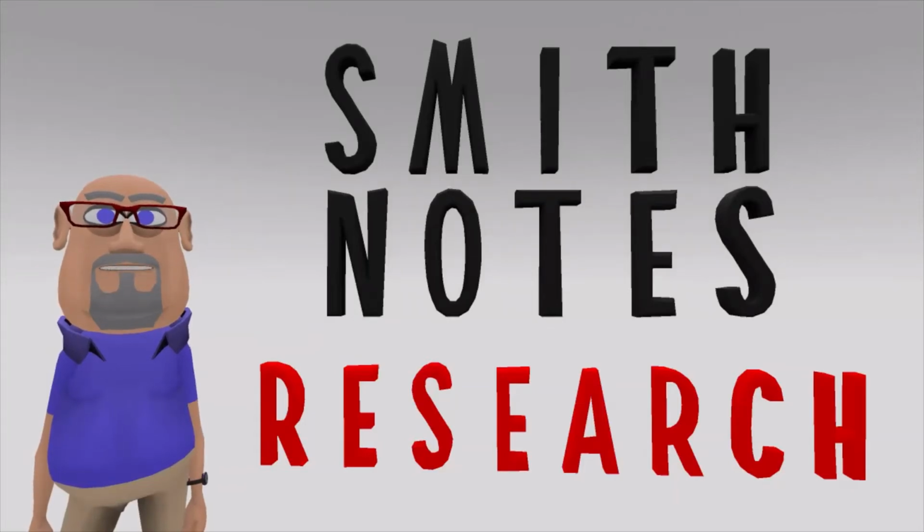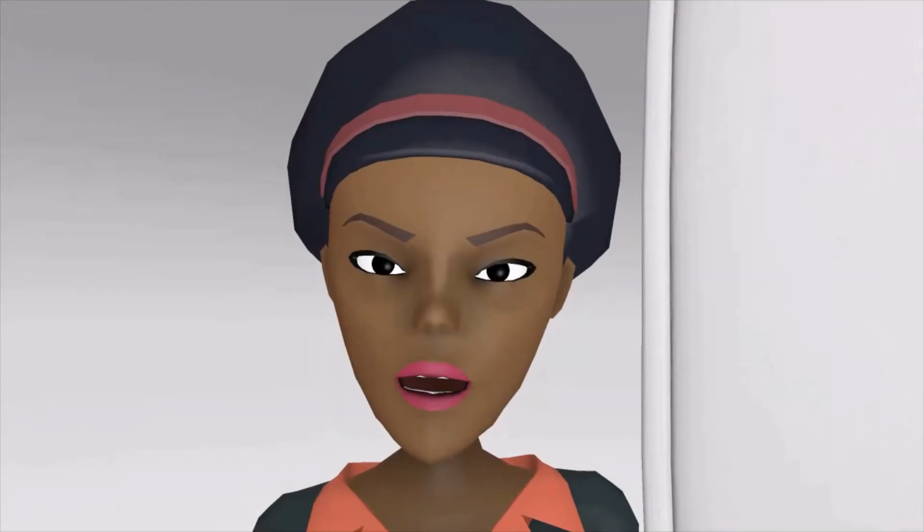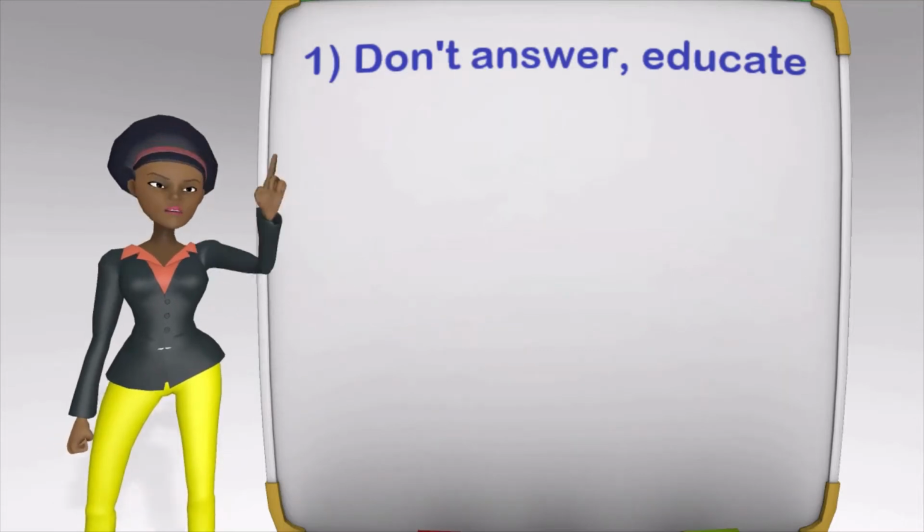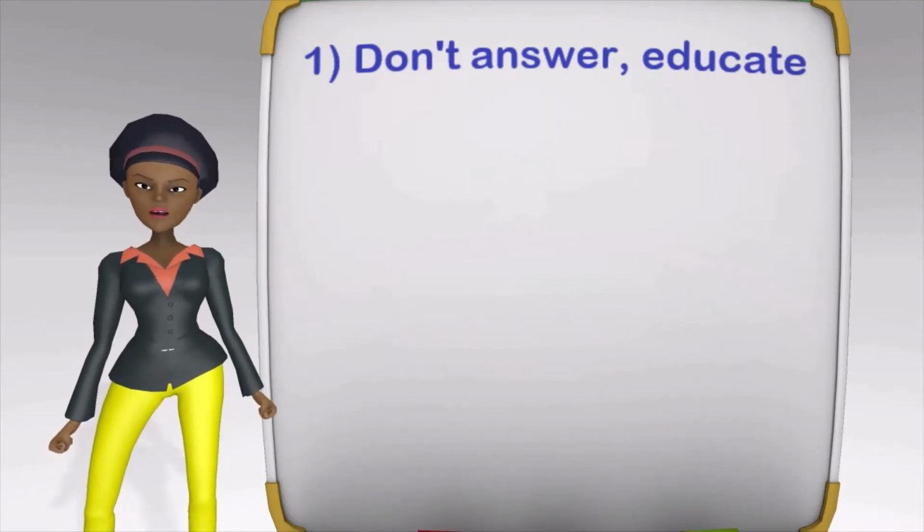Smith Notes. Let's talk about research for the scientific process. In this section of the video, we'll learn that good research doesn't look for the final answer to the question. Instead, good research educates the researcher to develop an answer specific to their question and circumstances.